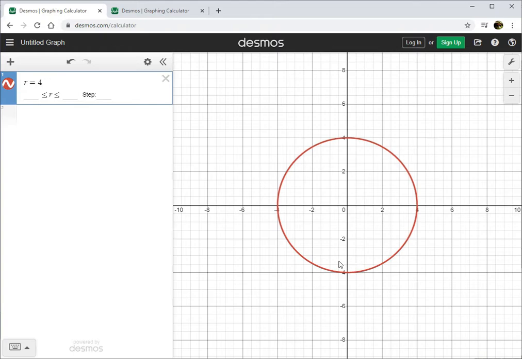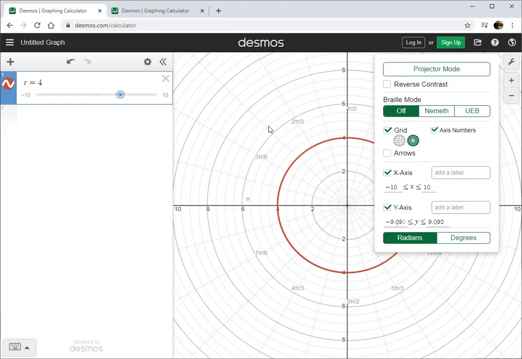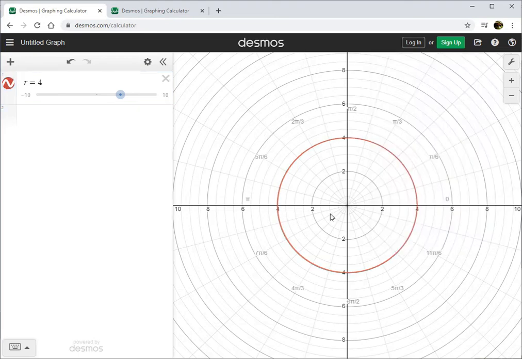The weird thing is, of course, there's no theta in this equation. It just says r equals 4 because it doesn't matter what theta is. Any value of theta you put in, the radius is 4. If you want to see how that looks with a polar grid, just go over here to Settings, turn on the polar grid, and it'll put this in for you and mark circles radius 2, 4, 6, 8, 10 with the relevant angle lines as well.